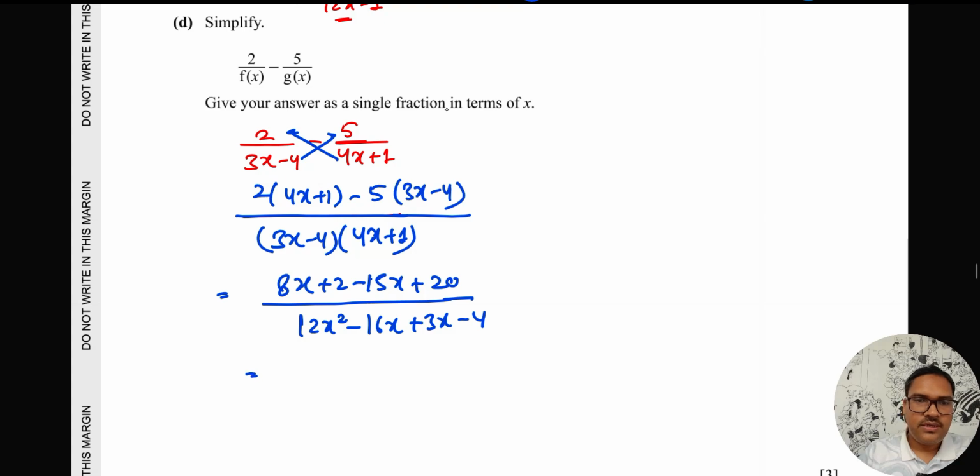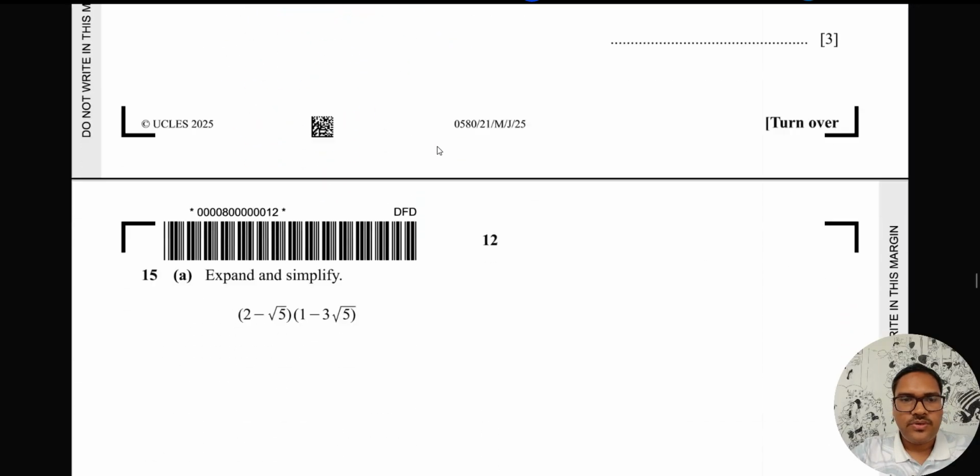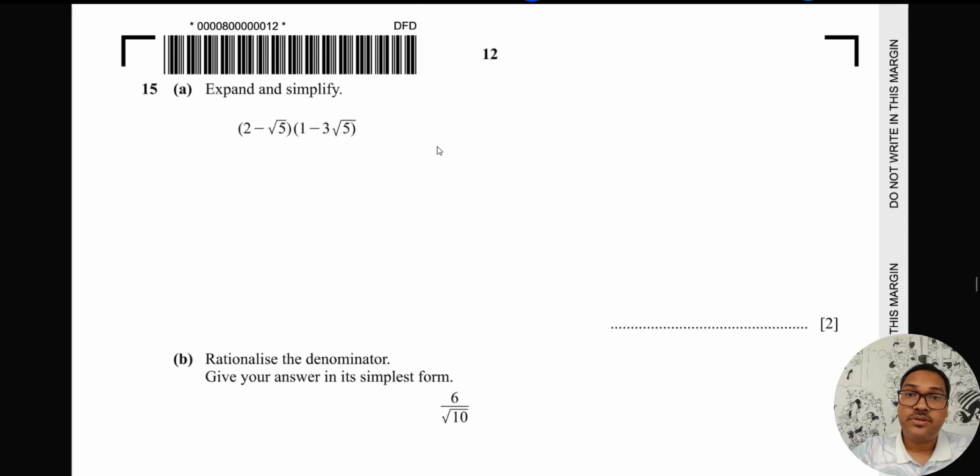So you can see, 2 plus 20, 22, and 8x minus 15x, that is minus 7x, divided by 12x square, negative 13x, negative 4. That is the answer for this question. You can easily understand this question also. Okay.